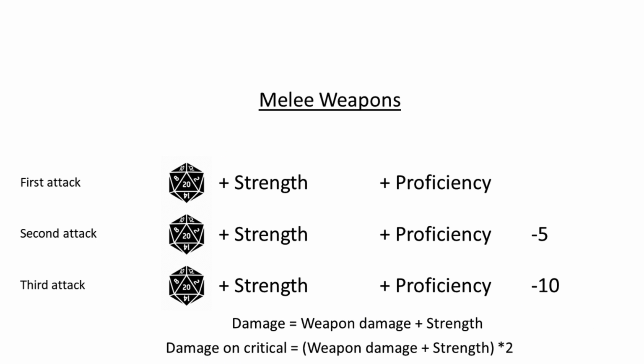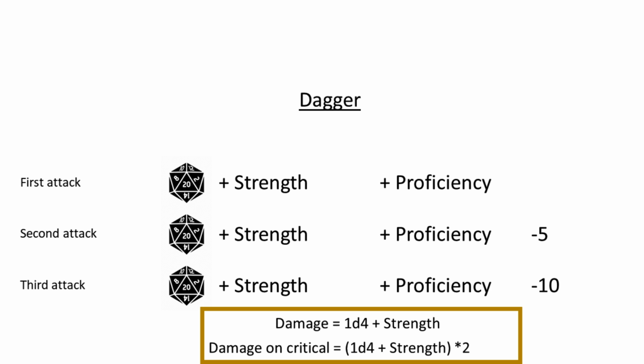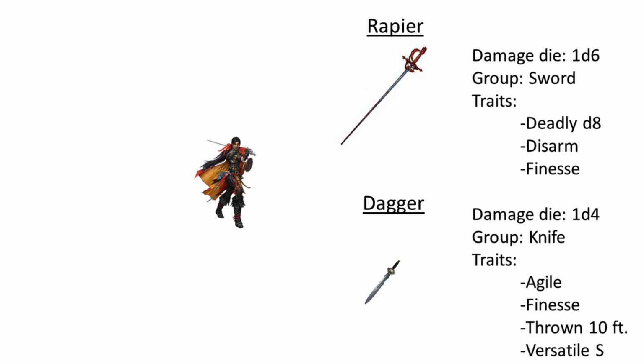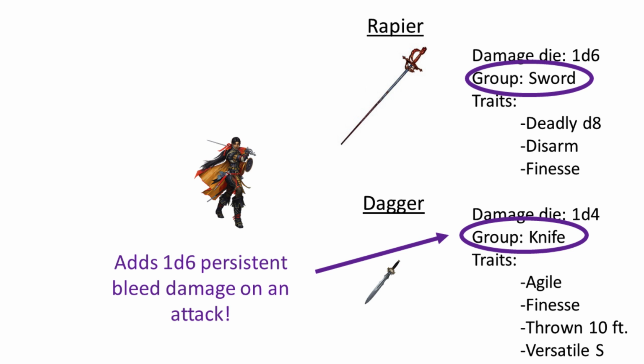Let's look at the other weapon, the dagger. First, we'll replace the weapon damage with the damage die from the dagger. Now let's check out the traits. Dagger is also a finesse weapon, so we can use dexterity instead of strength. A dagger also has the agile property. That means instead of a -5 and a -10 penalty for multiple attacks, it's only a -4 and a -8. The other thing that's very important to look at is the weapon group. For example, all knives add 1d6 persistent bleed damage on an attack.